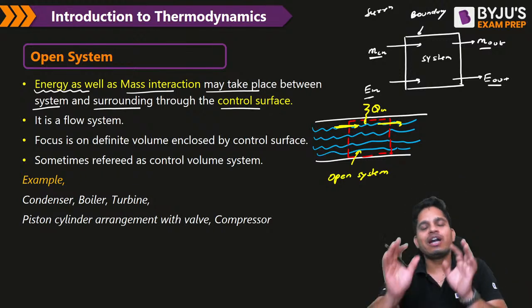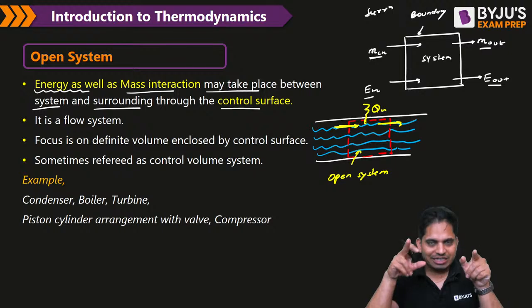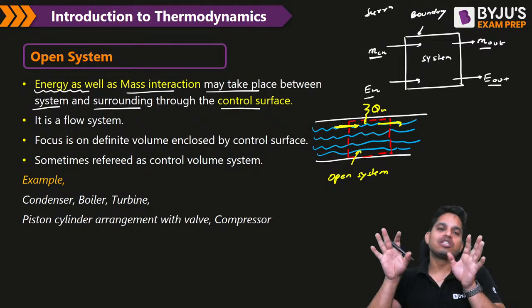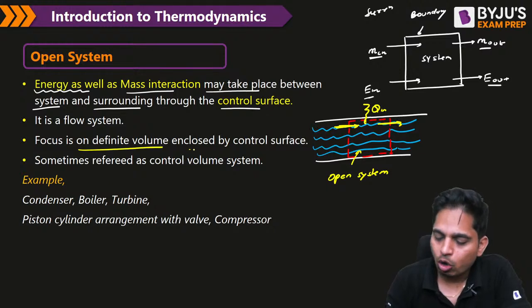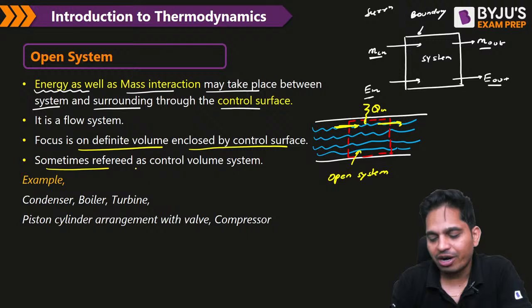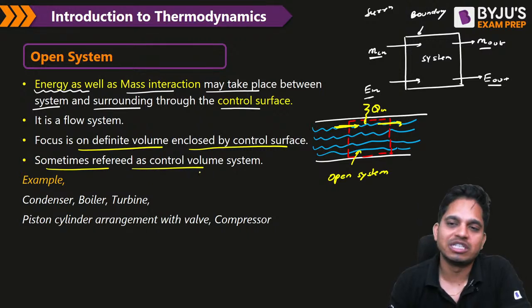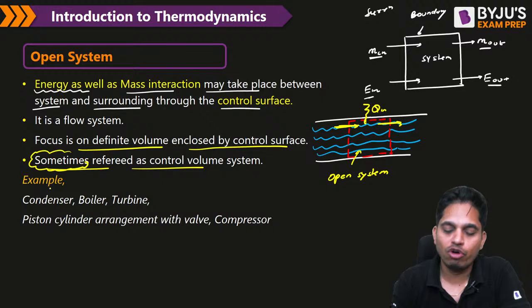So boundary and control surface are almost the same thing. It is just that a control surface is a surface through which volume does not change usually. Okay. So focus is on the definite volume enclosed by the control surface. Sometimes referred to as a control volume system. That means volume is not changing. But why am I saying sometimes? Because volume can change as well. I'll tell you how volume can change, but it can change. Okay. And it is a flow system.